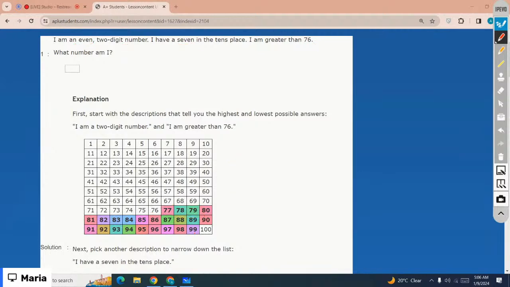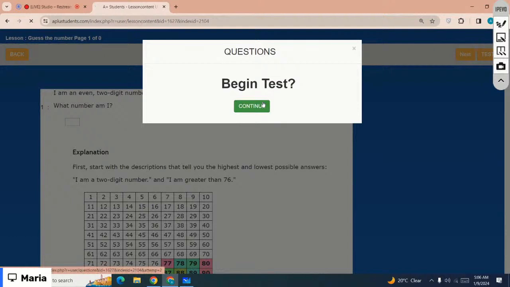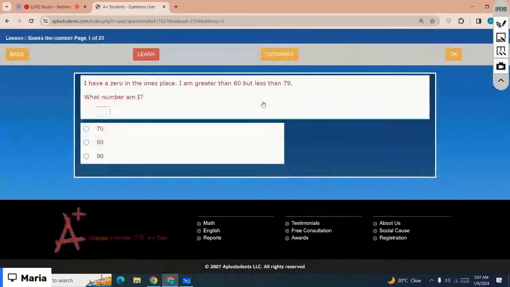So let's just start with the test question. You need to apply the conditions given in the question, right? Okay, I have a 0 in the ones place. I'm greater than 60 but less than 79, right?